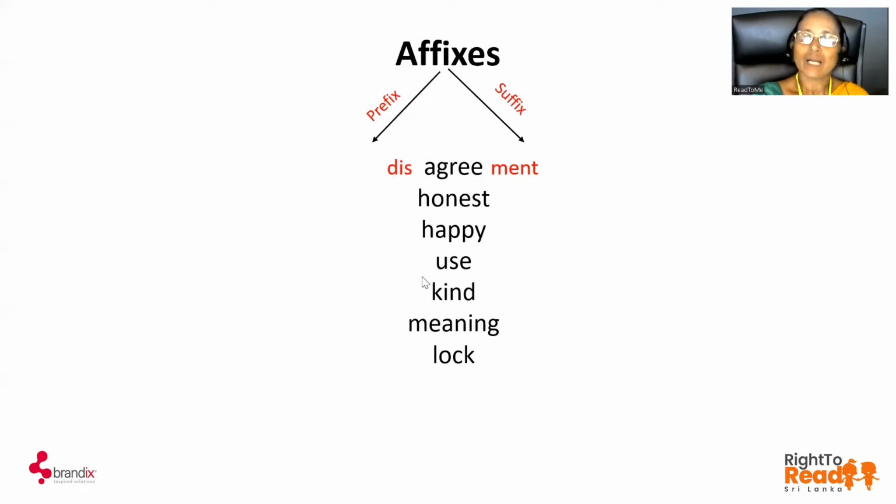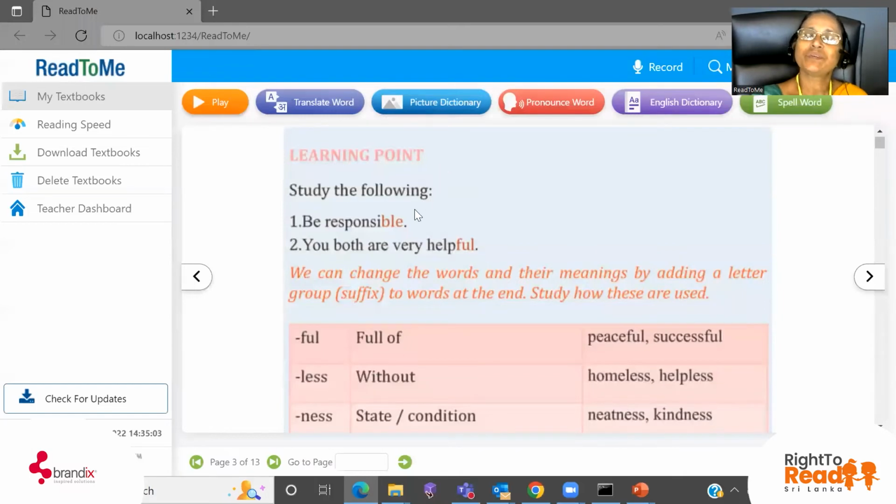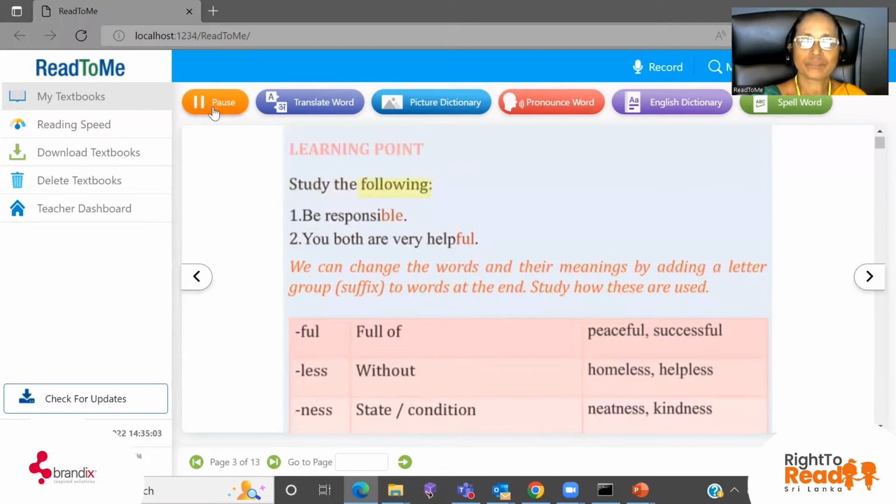Now, let's go to the lesson. I just wanted to remind you what affixes are. Study the following. 1. Be responsible. 2. You both are very helpful. Shall you also read? 1. Be responsible. 2. You both are very helpful.